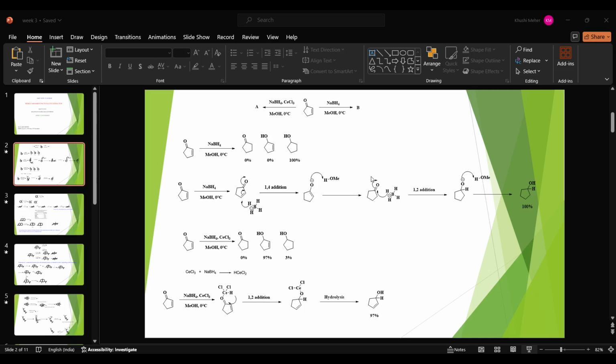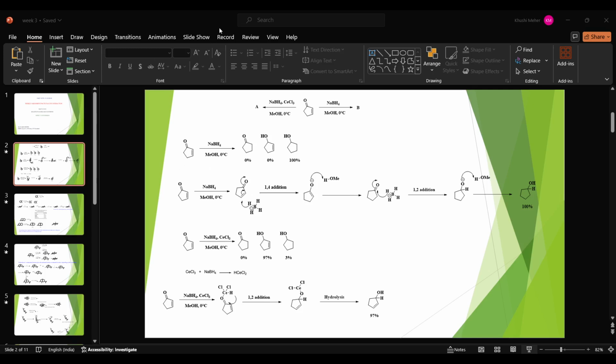The conjugate addition will happen, and further, if you use more equivalents, then you will get the corresponding alcohol by reduction. The 1,2 addition will take place, and we will get our alcohol product selectively.